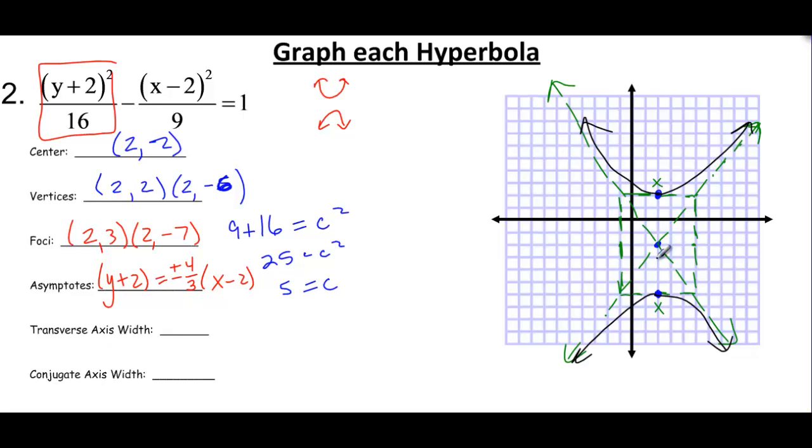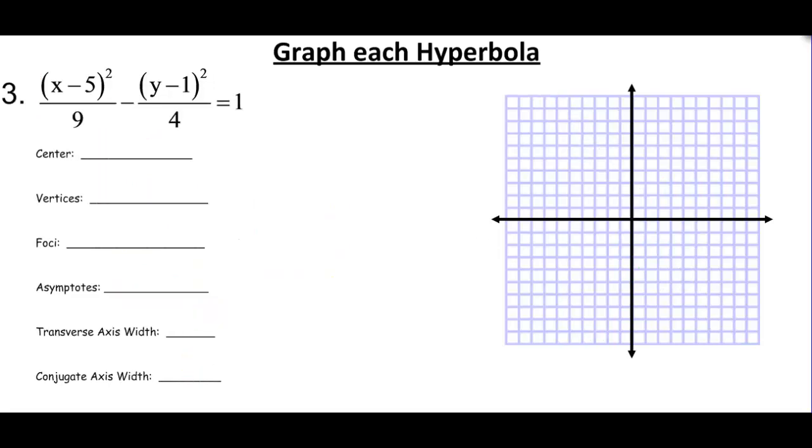Transverse axis width, I went up 4 and down 4, so that's 8. Conjugate, I went right 3 and left 3, so that's 6. Okay, the next one, again, is a left-right hyperbola.